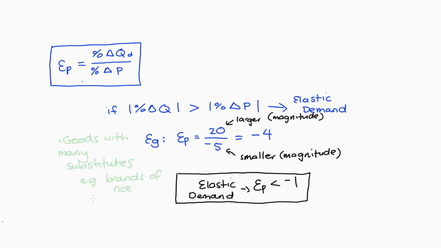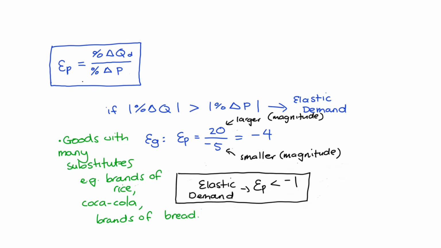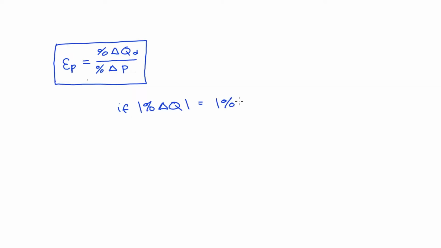In terms of real-world examples, we might think of goods with lots of different substitutes, such as particular brands of rice, sodas, so maybe Coca-Cola, or different brands of bread, as being examples of goods with probably elastic demand. For instance, if the price of one brand of rice increases, consumers can just easily switch to another brand. So the demand that that company faces would probably be fairly reactive to price changes. Now here, I will note Coca-Cola might be considered a controversial example if you think that other brands of cola like Pepsi or Dr. Pepper aren't good substitutes for Coca-Cola.